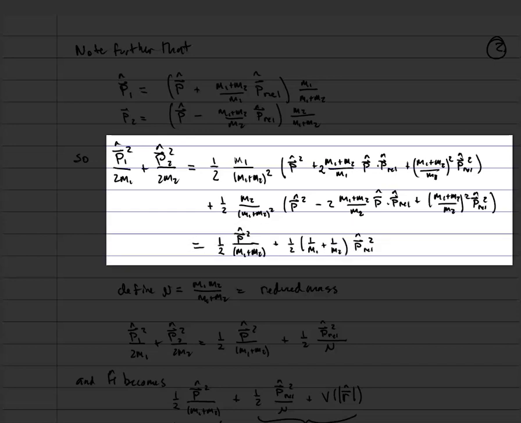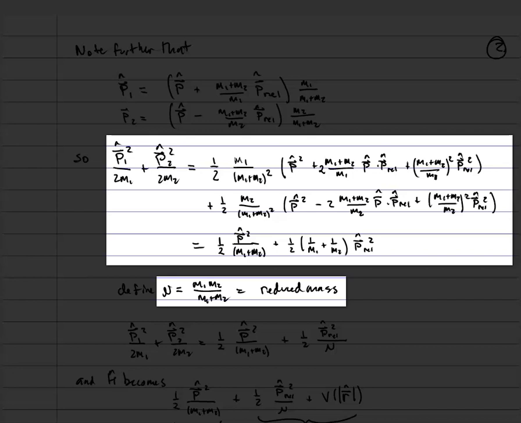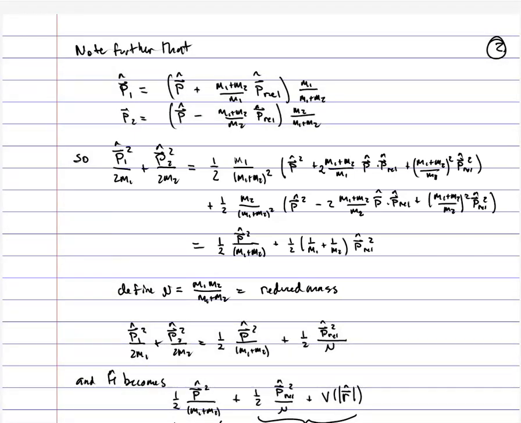So it turns out we have average momentum squared divided by twice the total mass, m1 plus m2, and then we have relative momentum squared divided by twice the reduced mass, which is that factor we were using before, m1 m2 over m1 plus m2. And I'm sure you've seen the reduced mass before. So what we find is we've gotten a separation of variables for the kinetic energy. It separates into operators that involve the average terms, and operators that involve the relative terms.